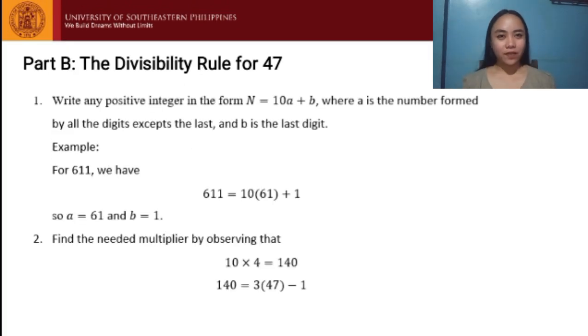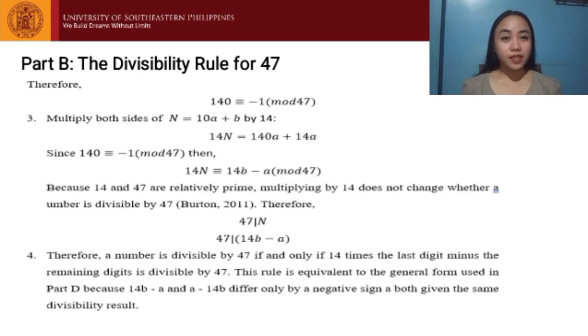Next is 47. We again used the Euclidean algorithm to find the multiplicative inverse of 10 under modulo 47. This time we found that using subtraction gives us a smaller and simpler multiplier, which is 14, because 10 times 14 leaves a remainder that is congruent to negative 1 under modulo 47.